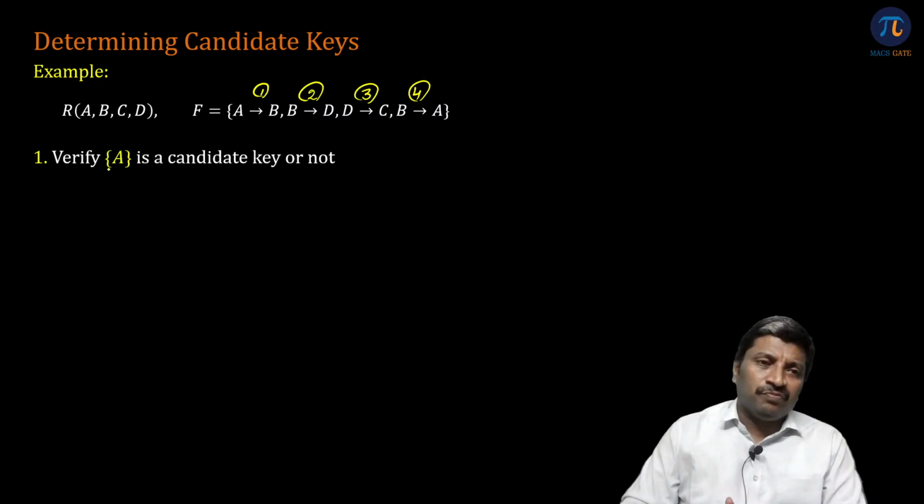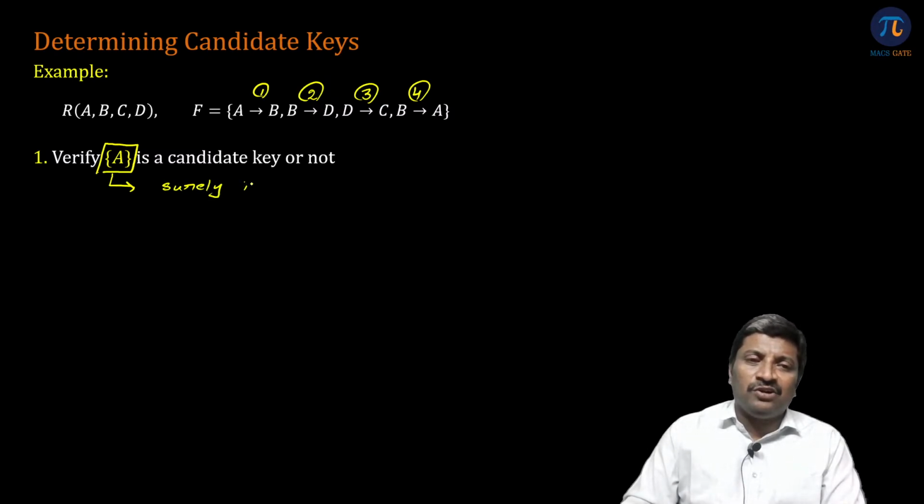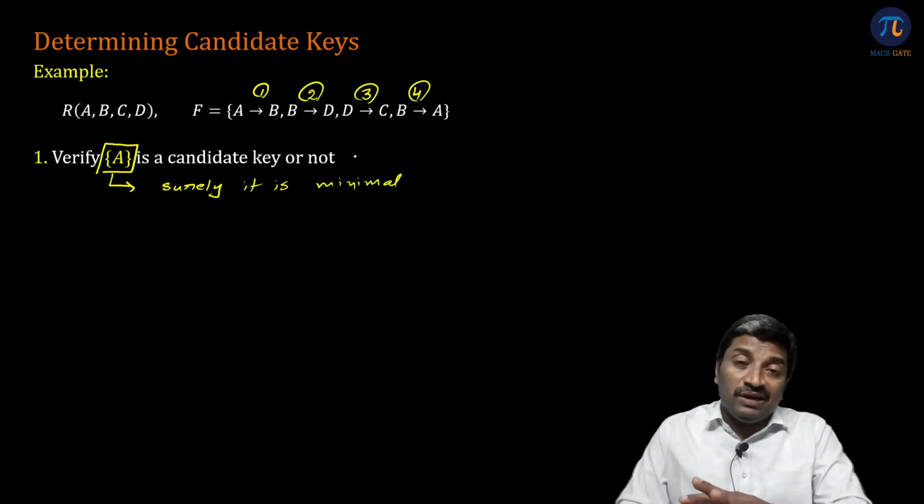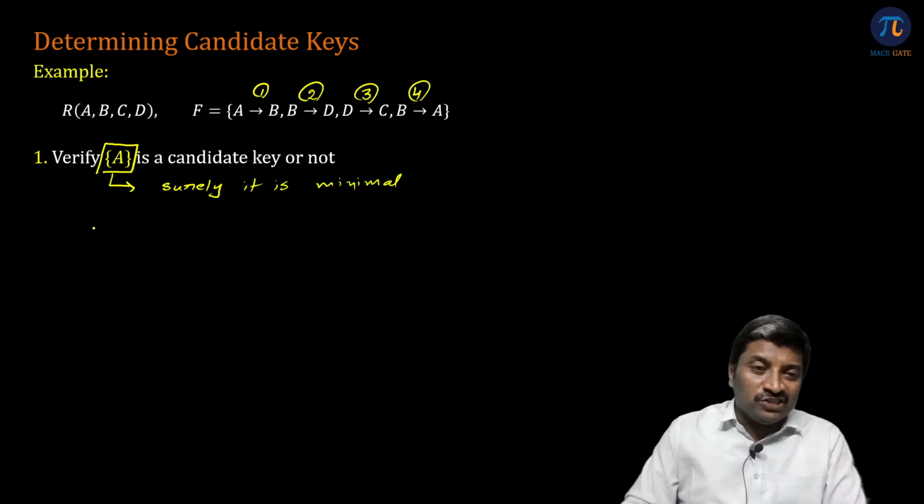Please observe it. They gave an attribute set with only one element. Since it is only one element, surely it will be minimal. Whenever the given attribute set is having only one attribute, surely it will be minimal. Clear, sir? Whenever it is having two or more, then I need to verify whether any subpart of it is a key or not.